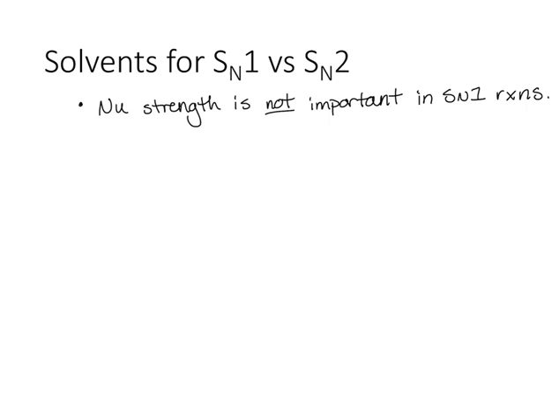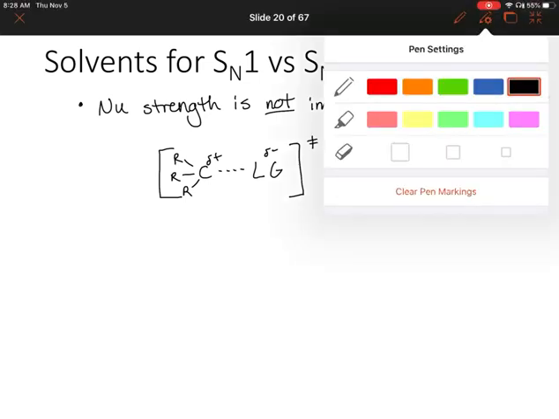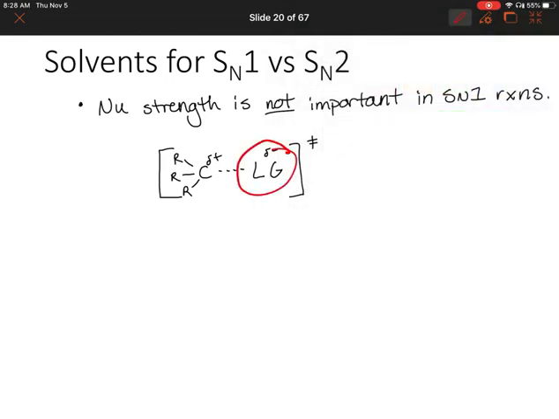However, we still want to think about the solvent here because we said that the transition state for an SN1 reaction is polar. So we do want a polar solvent for our SN1 reaction, but the solvent interacting with the nucleophile is not what we care about for SN1 because nucleophiles don't really matter for SN1. What we care about is the leaving group. So how does the solvent interact with the leaving group? So we need a solvent that stabilizes the leaving group.